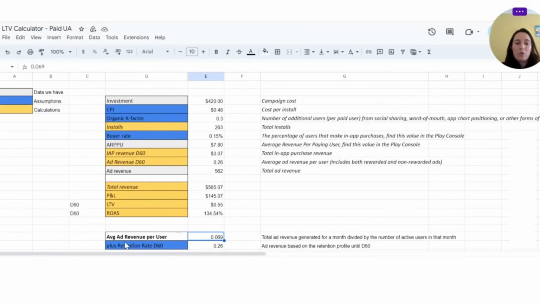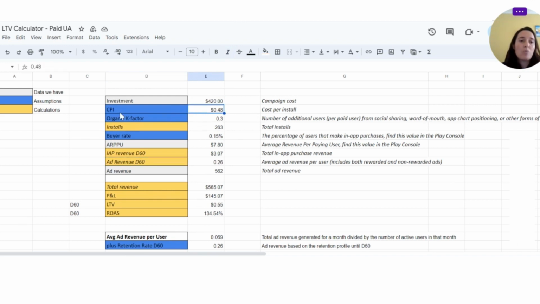So now that we have our ad revenue per user, dividing our total ad revenue by our number of active users plus our retention profile, we will be adding it here at the revenue at day 60. We have three types of data sets: the data we have from our analytics tools and console, our assumptions outlined in blue, and our calculations. We need to generate all these metrics. First of all, we need to apply our campaign cost, obviously, at day 60.